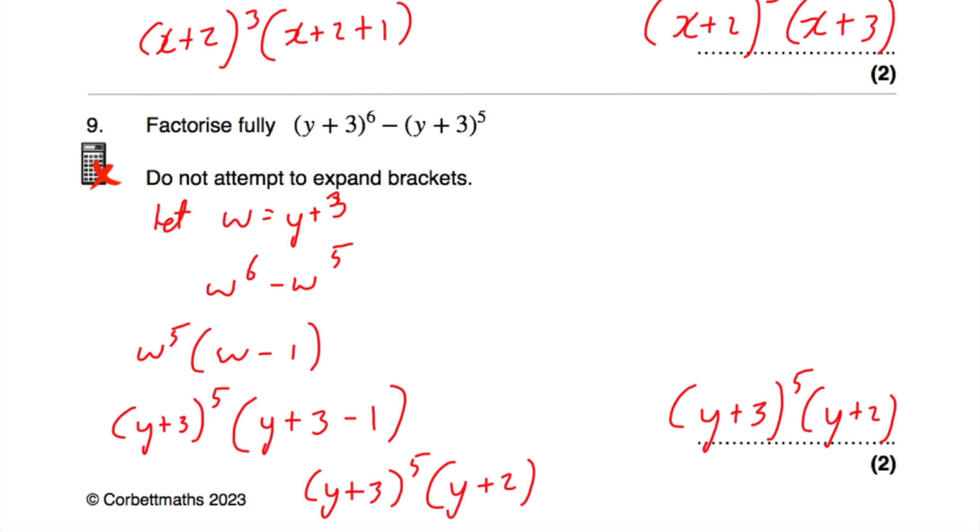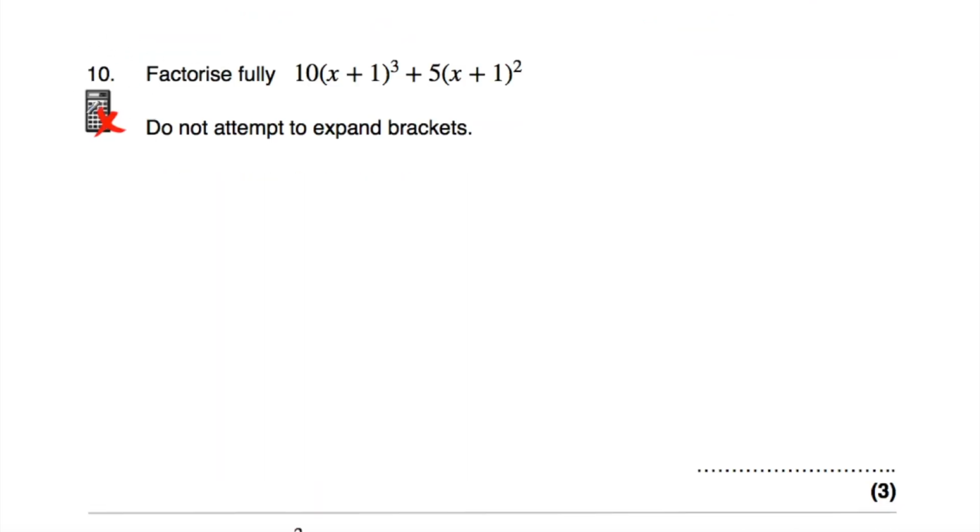Okay, let's look at our next question, question number 10. So question number 10 asks us to factorize fully 10 bracket x plus 1, close brackets cubed, plus 5 bracket x plus 1, close brackets squared. And again, we've been asked not to attempt to expand the brackets.